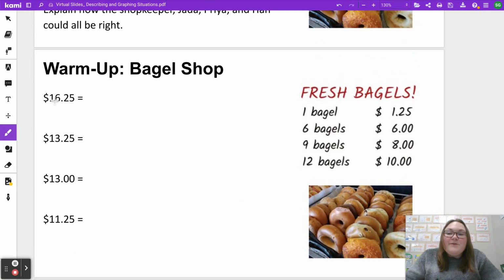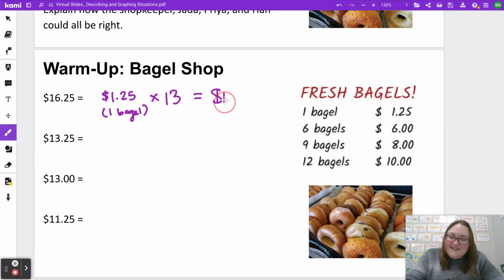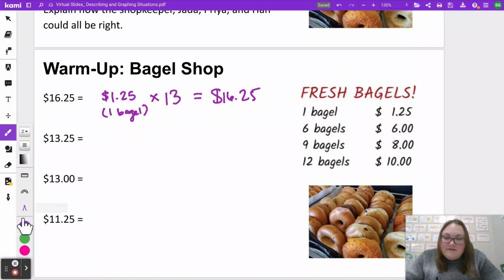The first one, the most expensive one, the $16.25, you can get that by just using the cost of one bagel. You could take the cost of one bagel, I'm just going to label that, that's our one bagel, and you can multiply that by, we need 13 of them. And when you do that, you get the cost is $16.25. And there's nothing wrong with doing that. That's one way you can calculate that cost.